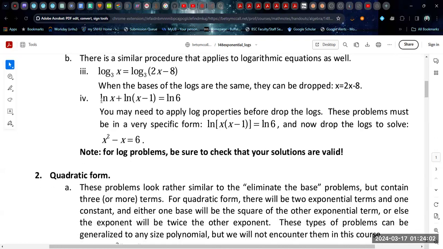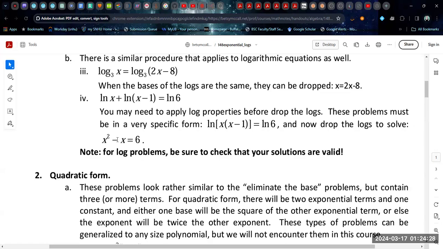When you have the same log in the equation, but they're in different terms, what you can do is apply log properties here to combine this into a single log. So since these are added, we can put them inside the log as a multiplication. And then we have a natural log of a thing equals a natural log of a thing. And we can cancel the natural logs.